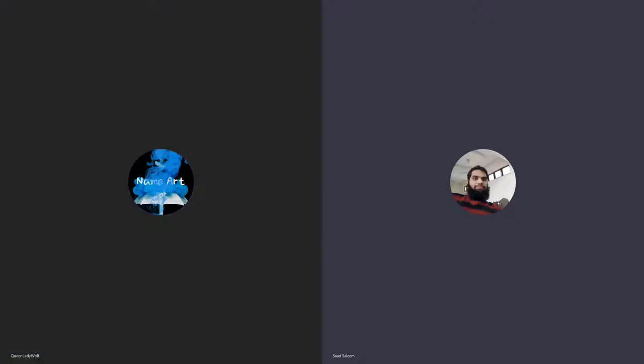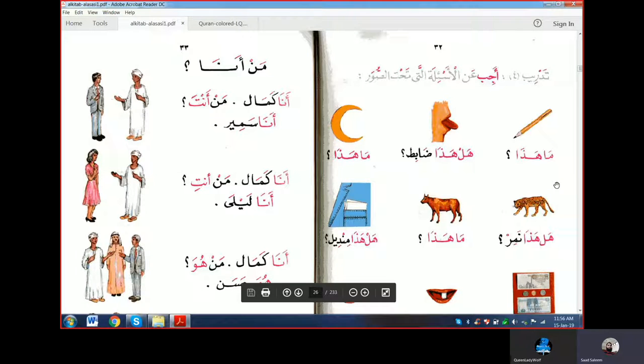Start from the book Kitab Al Asasi, page number 26 on PDF. So today we are going to start this Tadrib Al Rabi, fourth exercise. Ajib anil asilatil atiya tahta suwari. Ajib means answer. Repeat after me.